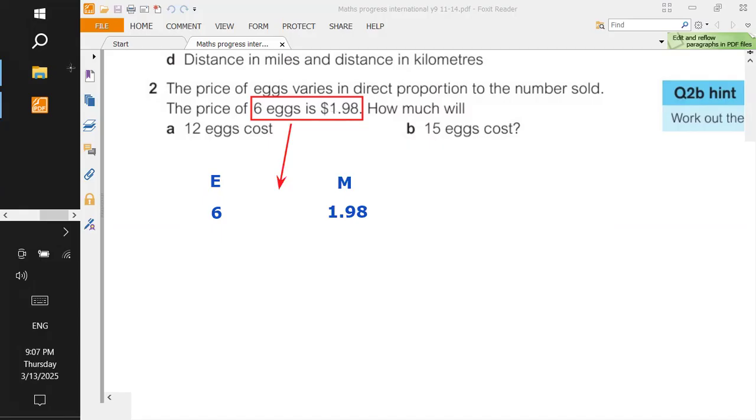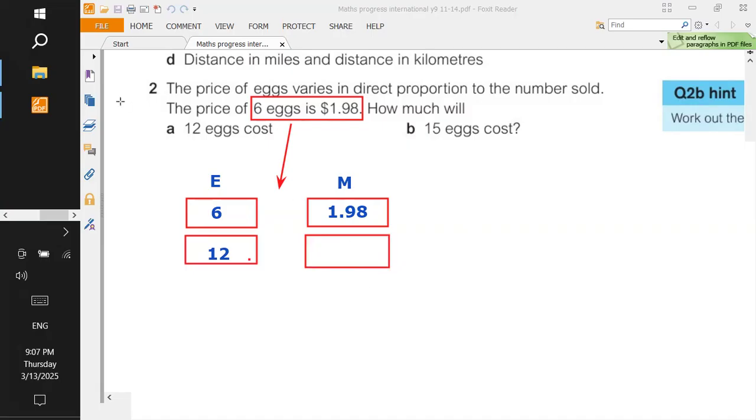Basically, I like to put them in boxes like this. So I put a box here and a box here. And these are in front of each other. It means 6 eggs will cost $1.98. Now, the question here wants us to find the cost of 12 eggs. It means I have to put them under the eggs here. So I'll put 12 here under the eggs, put it inside a box like this. And I want to find the money. It means I will leave it empty.